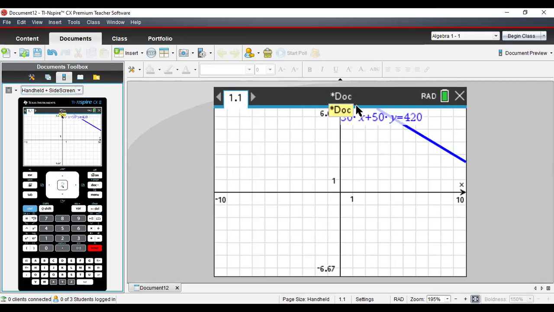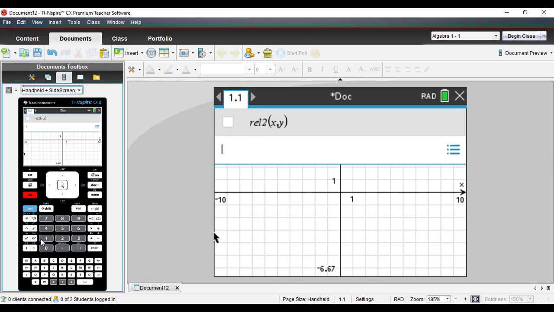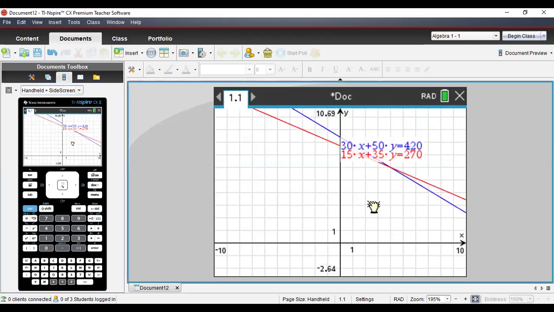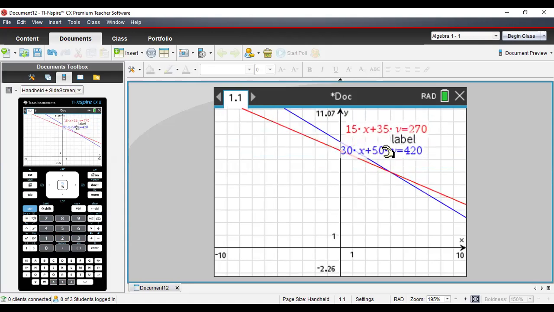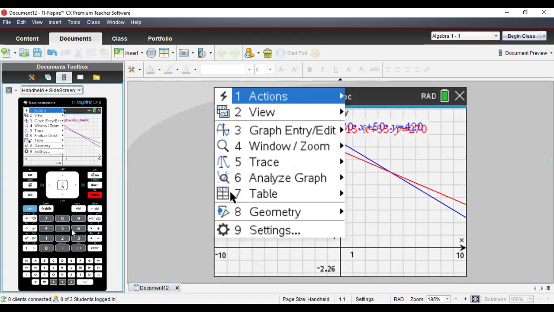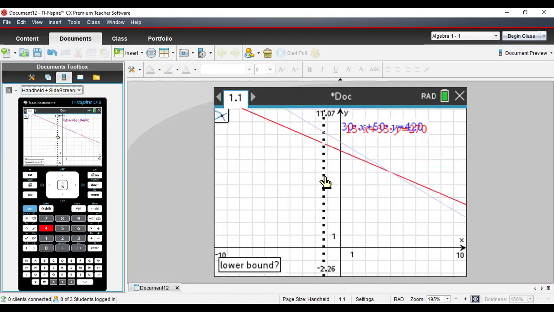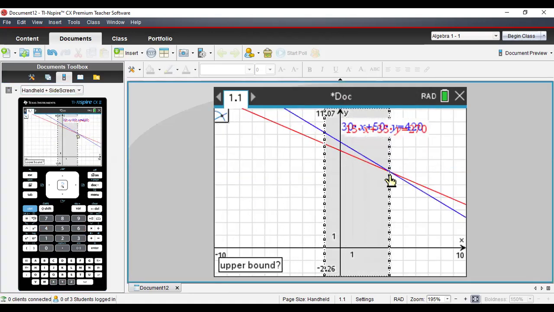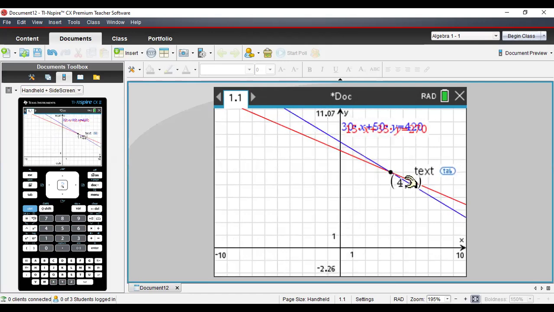Press enter. All right. And now what we're going to do is enter the second one. So it's 15x. Oops. 15x plus 35y equals 270. And press enter. All right, so I'm going to pull this down so you can actually see the intersection. And then we're going to do menu 64. Menu 64. Start on the left of the intersection. Keep pulling until you see the word intersection pop. And then that's your answer.